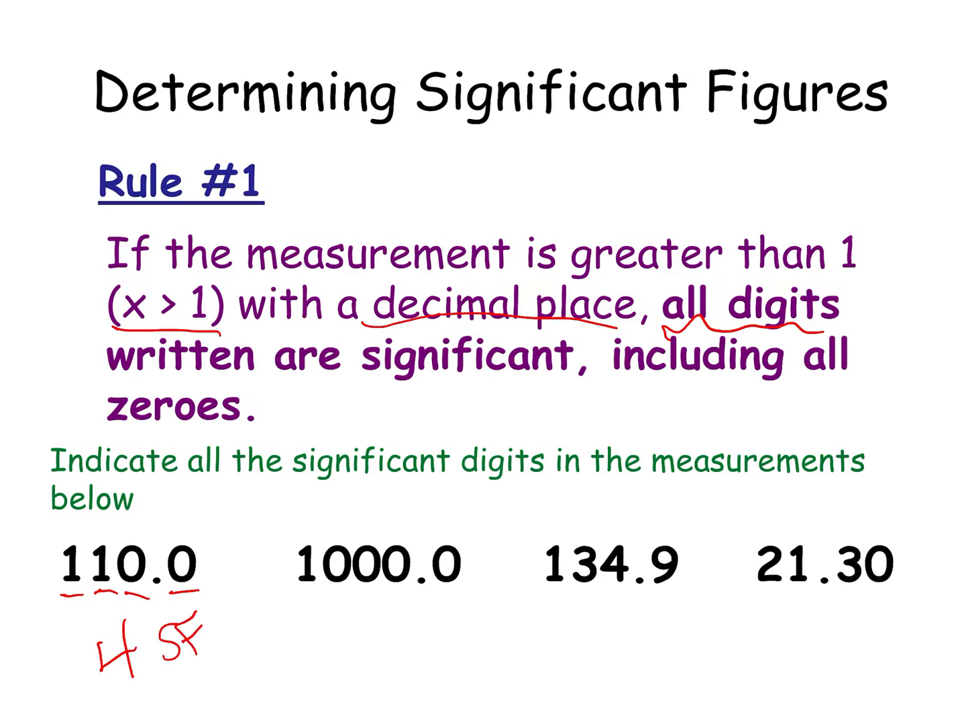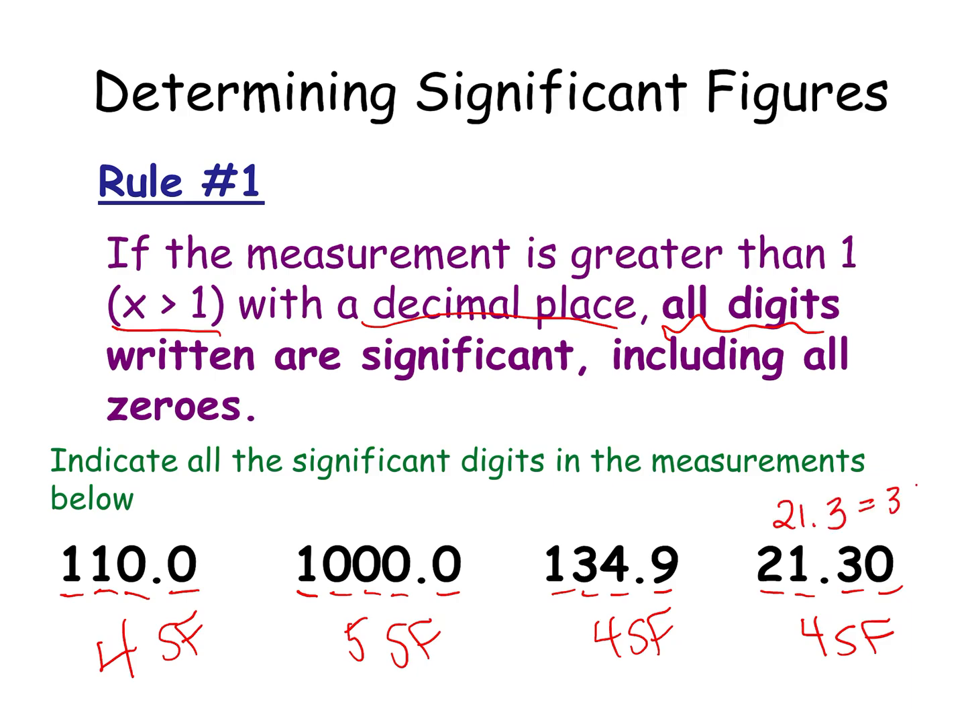The next one is also a number larger than 1 and it contains a decimal place. So 1, 2, 3, 4, 5. There are 5 sig figs here. Again, we follow the same rule. 1, 2, 3, 4 sig figs, and 1, 2, 3, 4 sig figs here. Notice that if I had instead 21.3, that would only be 3 sig figs. So if I have a 0 here, that means the measurement tool used to come up with this answer would be more accurate than this one because there's only 1 decimal place versus 2.